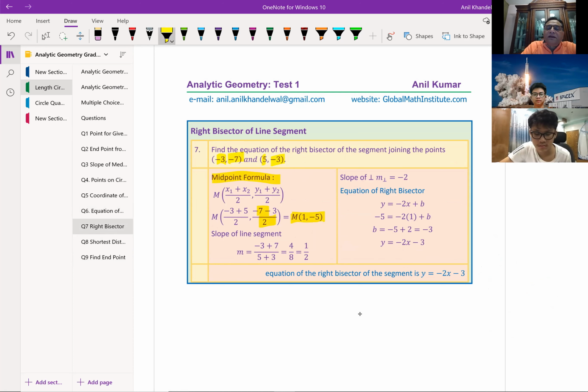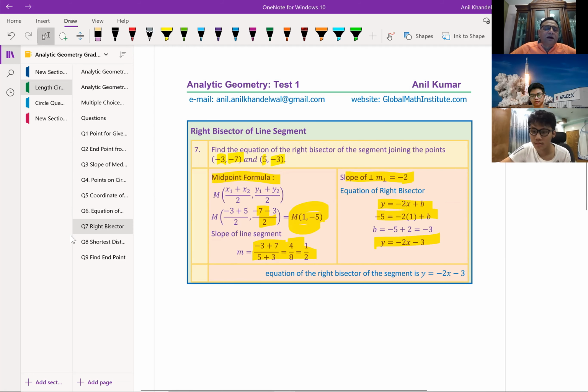Now we'll find the slope of the 2 points given to us. Slope, y2 minus y1 divided by x2 minus x1, is half. The equation of the perpendicular will have a negative reciprocal slope, which should now be minus 2. Substituting y equals minus 2x plus b, and then the midpoint into this formula gives us the equation. So in short, that is how we found the equation in the previous example.